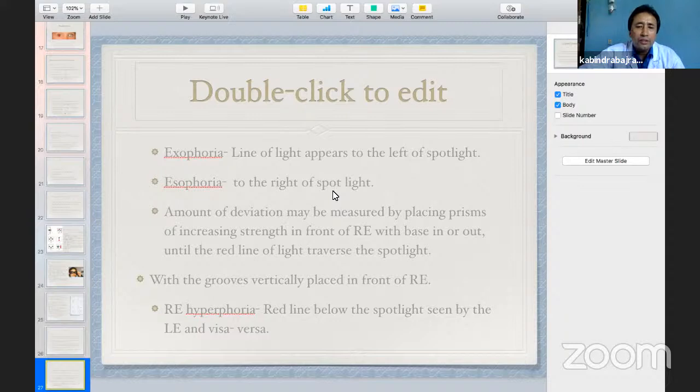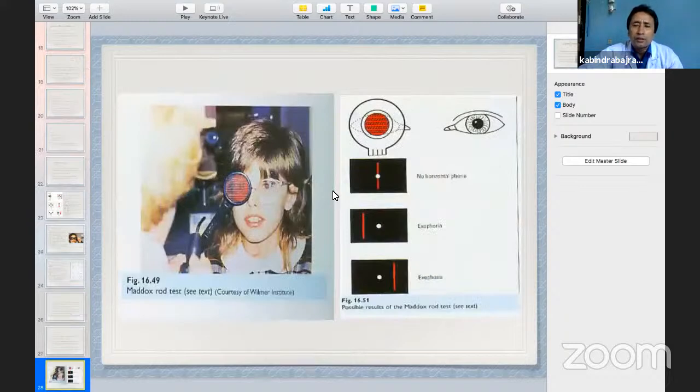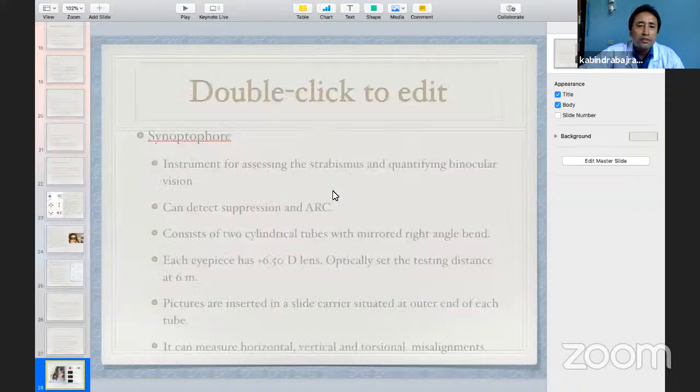And for vertical, we have to place the grooves vertically, and if the red line is below the spot of light seen, then it is right hyperphoria. So here we can see the Maddox rod has been kept on the right eye, horizontally placed rod. Patient is seeing a vertical red line, and the left eye sees the point of light, and the line is on the same. That is the orthotropic state, and exophoria, esophoria we can see here.